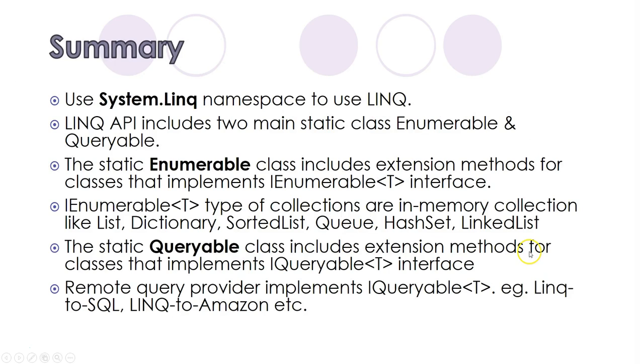Right. So in summary, we use the System.Linq namespace to use LINQ. The LINQ API includes two main static classes, Enumerable and Queryable. The static Enumerable class includes extension methods. There are other things that are there.